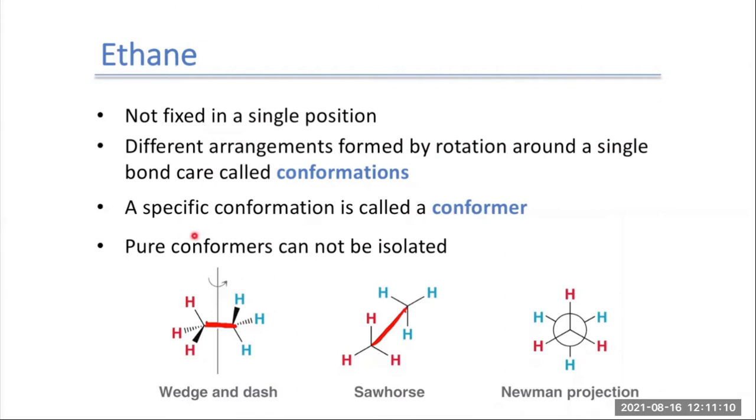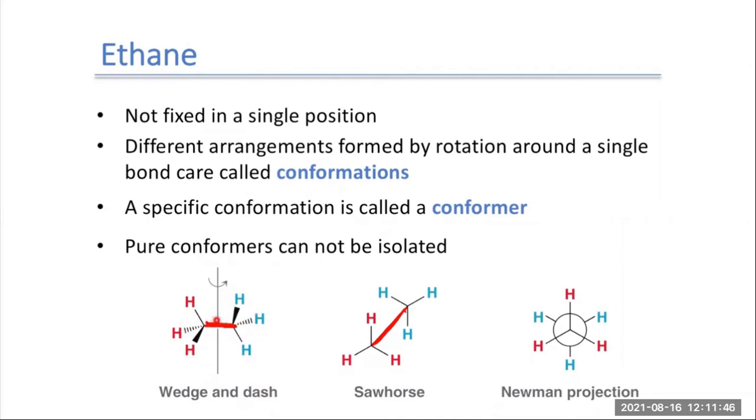Now, important thing to know, pure conformers cannot be isolated. So I'm not going to be able to isolate any of these conformers we're going to be looking at in any part of this video. And so there's a few ways we can describe ethane. We have the wedge and dash. This is probably what you're more familiar with. If I were to draw it 3-dimensional with wedge and dashes, it would look something like this.